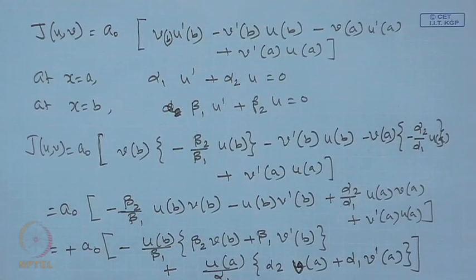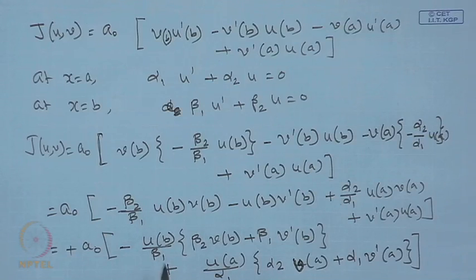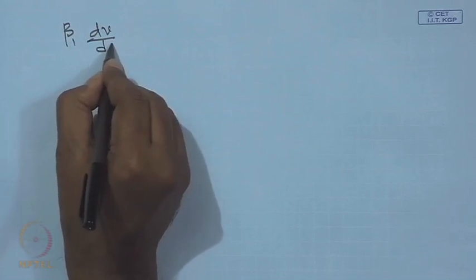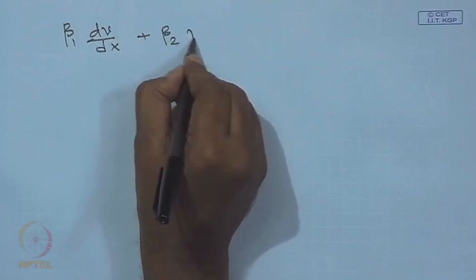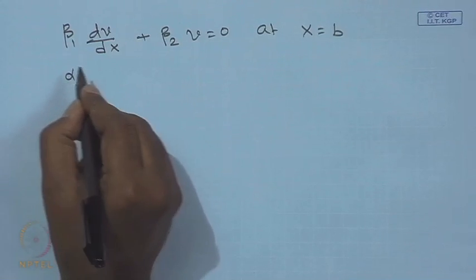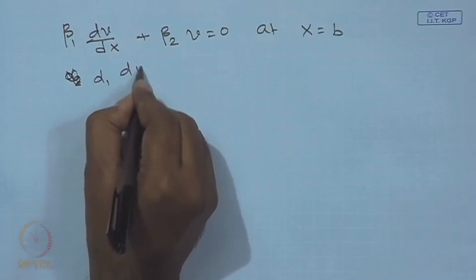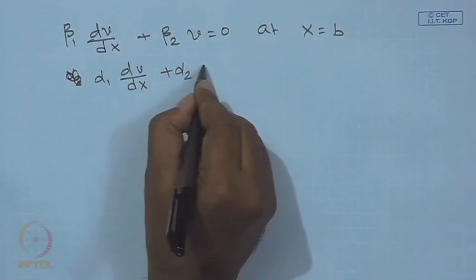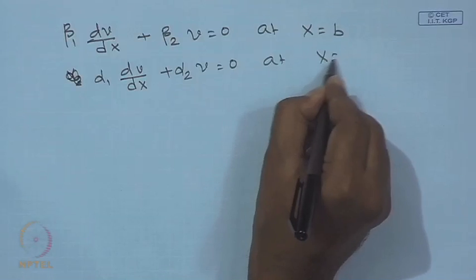Okay. Now, we do not have any idea about the value of u evaluated at a and u on the boundary x is equal to b. So, therefore, in order to make this bilinear concomitant vanish, the terms in the brackets should be put equal to 0 individually, each of them. So, if you do that, then what we will be getting is that beta 1 dv/dx plus beta 2 v is equal to 0 at x is equal to b, and from the other one, alpha 1 dv/dx plus alpha 2 v is equal to 0 at x is equal to a.